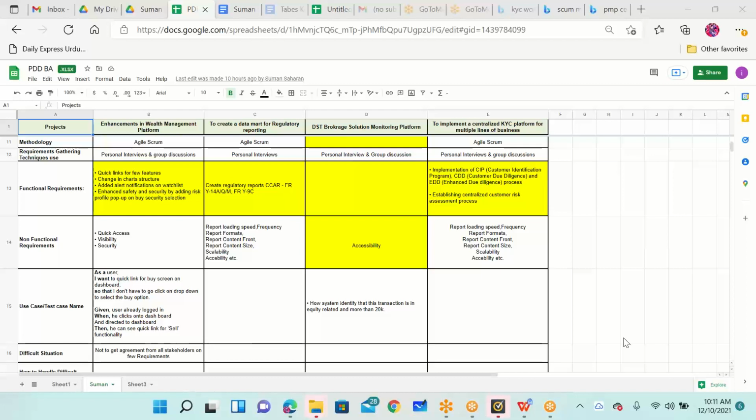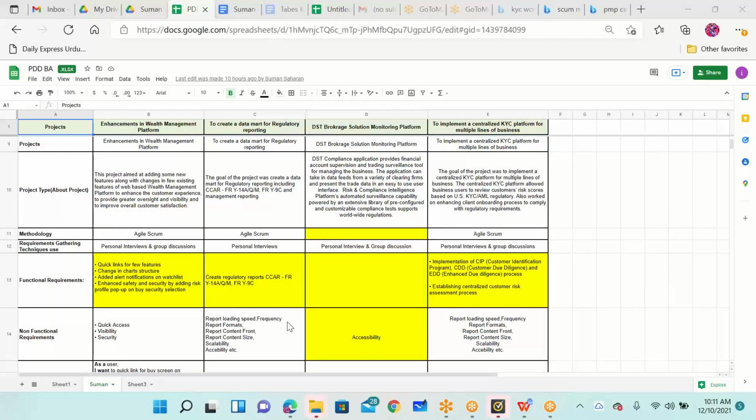The rest of the things I wrote in functional requirements, is it fine or should I change them? I just noted down whatever I could think of. So first project: quick links for a few features, change in chart structure. Yeah, that's what it is. Only in this regulatory reporting, you can add a calculation of market risk, calculation of credit risk, total risk weighted asset RWA identification or calculation. Then data governance was one requirement, data quality checks was one requirement, data validation was one requirement. So all those things. Okay, done.